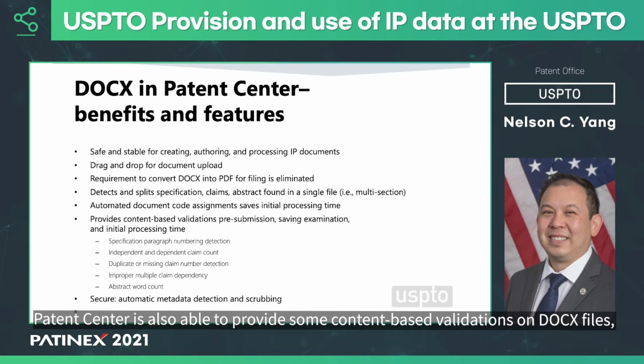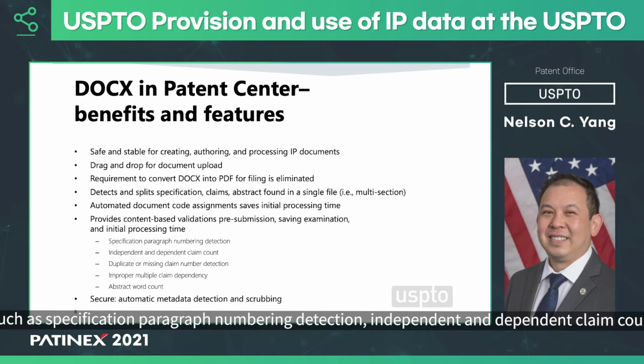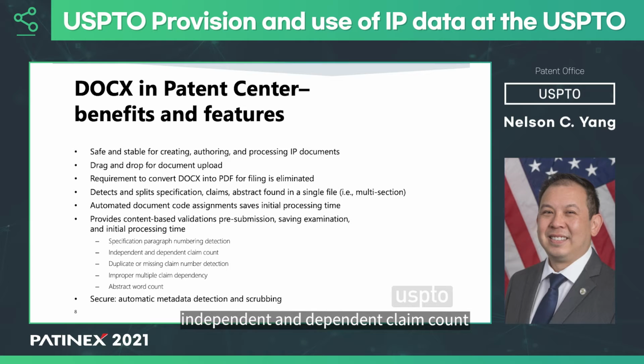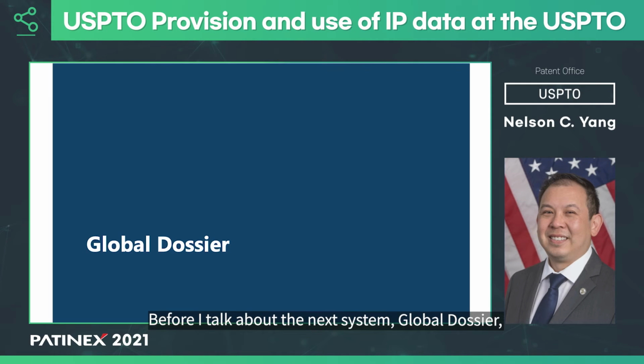Patent Center is also able to provide some content-based validations on DOCX files, such as specification paragraph numbering detection, independent and dependent claim count, duplicate or missing claim number detection, improper multiple claim dependency, and also abstract word count. This allows for fewer minor issues that need to be addressed during the examination process, allowing for more time to be dedicated to the examination on the merits of the user's application.